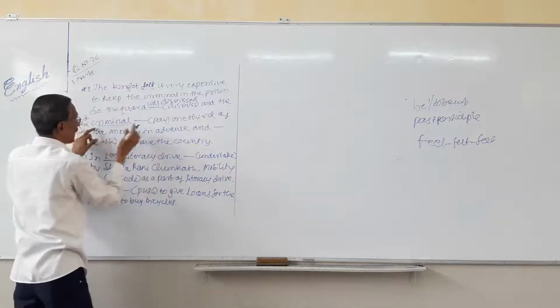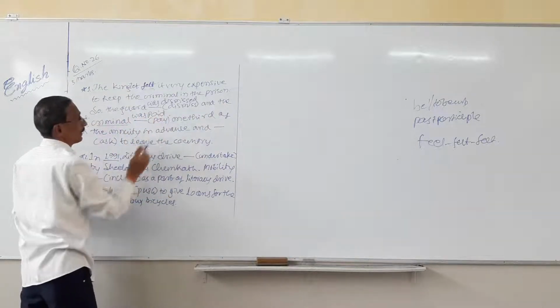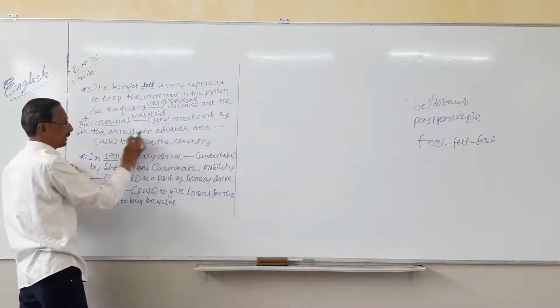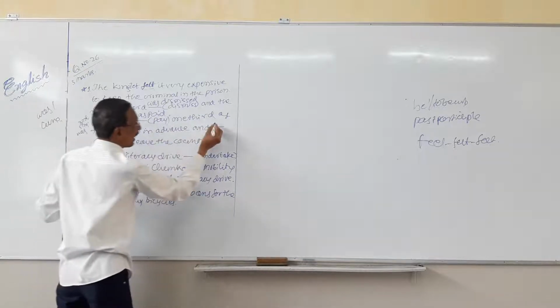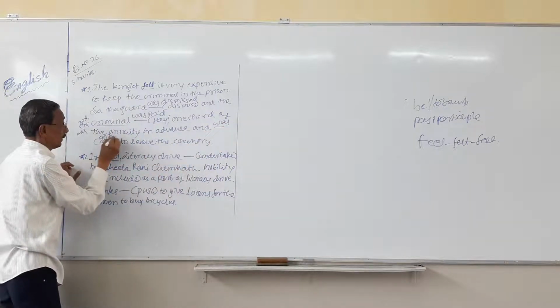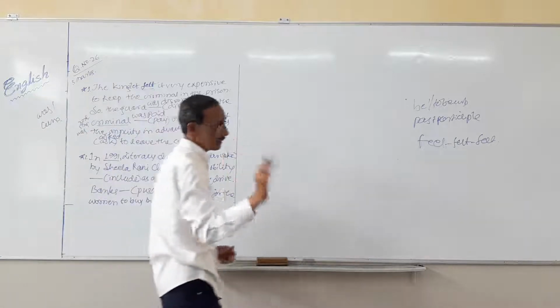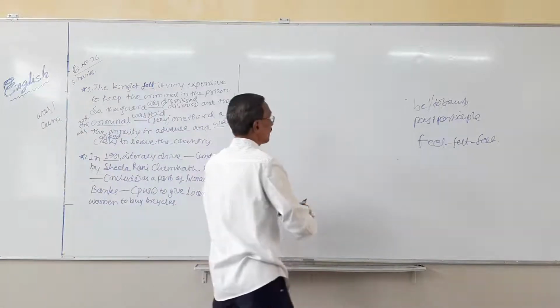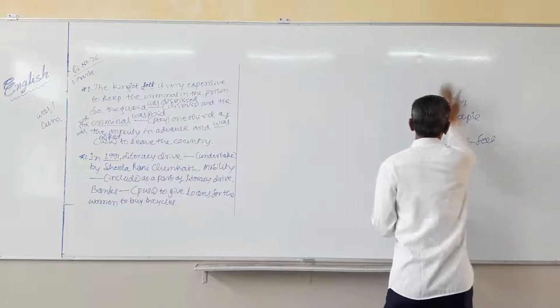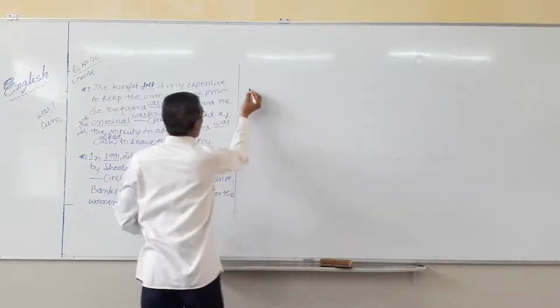And the criminal was paid in advance, the annuity in advance, and was asked to leave the country. The answer is like this. I will again write the sentence.